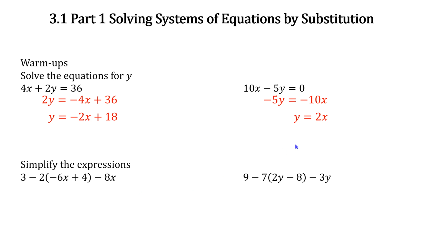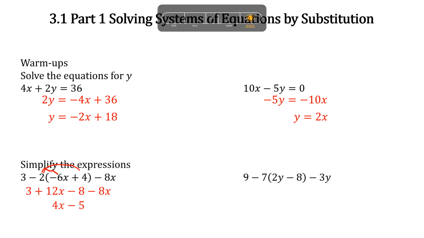Simplify the expression. This is the one that threw some people on the test. We do this first because you're going to do the distribution into here. Some people were just losing the plus sign here. They were trying to say 3 times this now. It's not. So it's now 3, negative 2 times negative 6 is positive, so plus 12x, minus 8, and then the minus 8x. Combine like terms. 12 minus 8 is 4, 3 minus 8 is 5. So we get 4x minus 5.